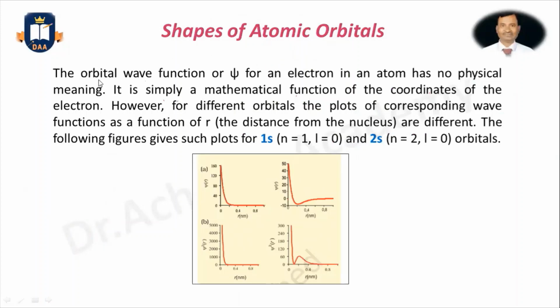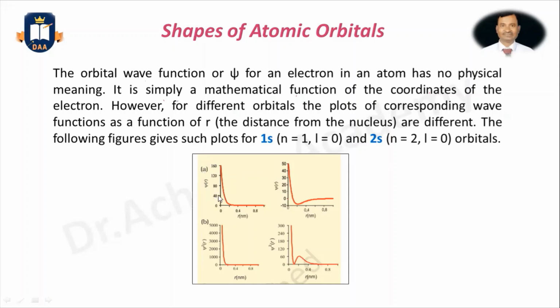We know that orbital wave function, or psi, doesn't have any physical meaning. I already discussed this in a previous class. Here I'll show in this graph the 1s and 2s orbitals. 1s means the principal quantum number is 1 and the azimuthal quantum number is 0, and for the 2s orbital, the principal quantum number n is equal to 2 and the azimuthal quantum number L is equal to 0.